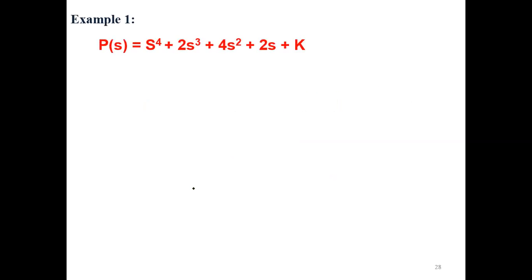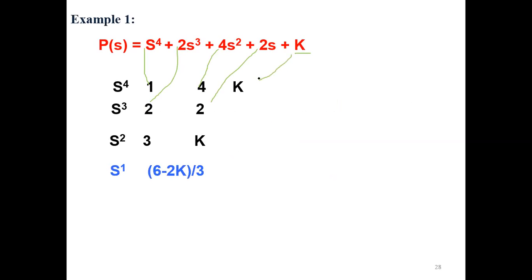Let's take an example. Here we have unknown parameter k. We have to find the range of stability for this polynomial. We will make the Routh table: 1, 2 here, 4, this 2 here, and k. By solving the Routh table we get this.